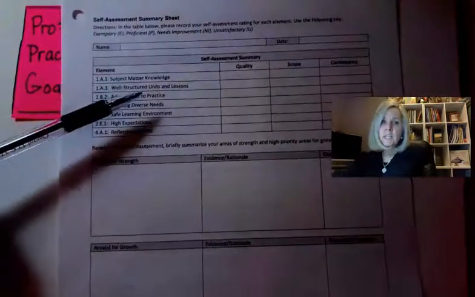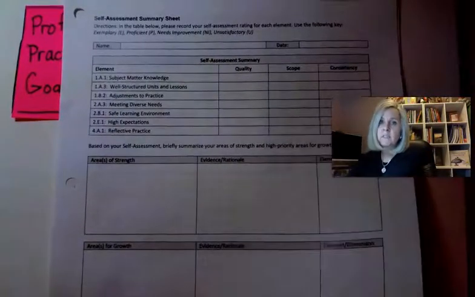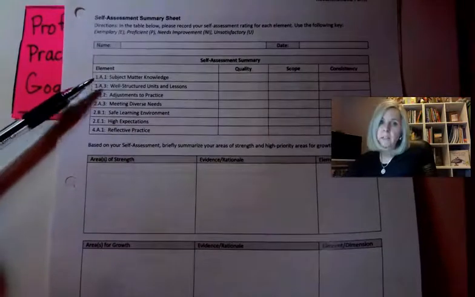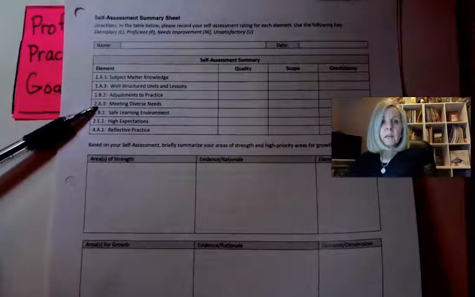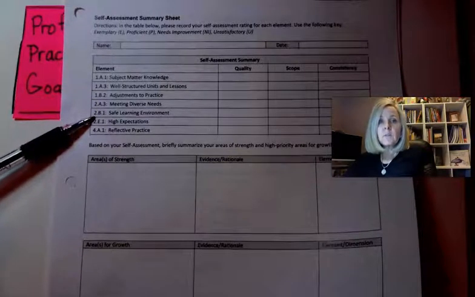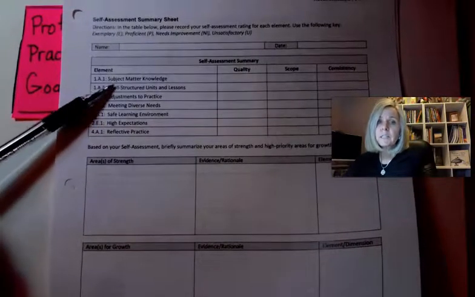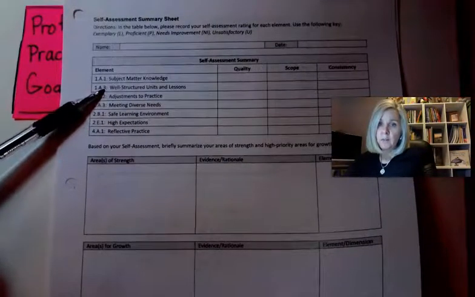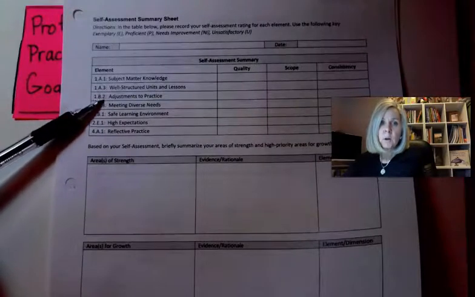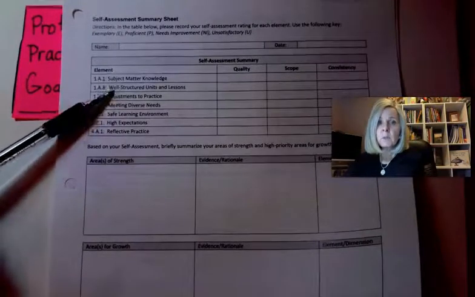So if you actually think about it, you're going to be working in one of these areas to develop your goal. So subject matter knowledge, well-adjusted units and lessons, adjustments to practice, meeting diverse needs, a safe learning environment, high expectations, and reflective practice. So typically, students work within these areas because those are the areas that are most difficult to accomplish. So even seasoned teachers will typically still be working within these areas for years.